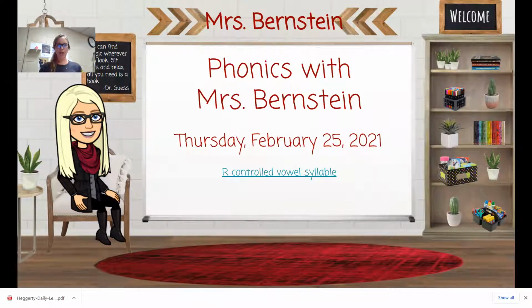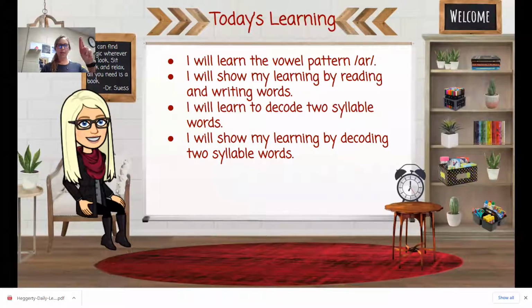You need your yellow word dictation book today. It's the best day of the week. We get to put all of our learning down in our word dictation book today. So remember, the pattern we've been working on this week is AR. When we see the AR, we know that it says R. We're going to show my learning today by reading and writing these words.